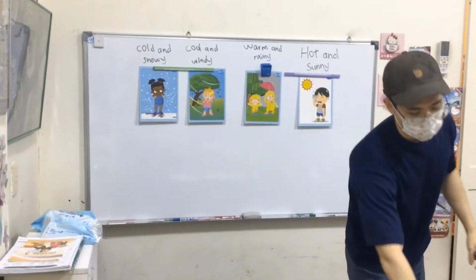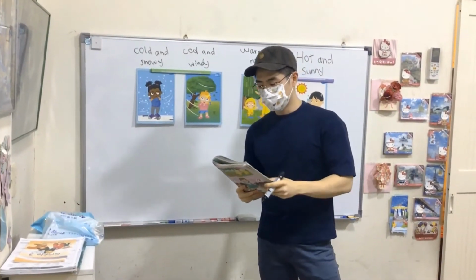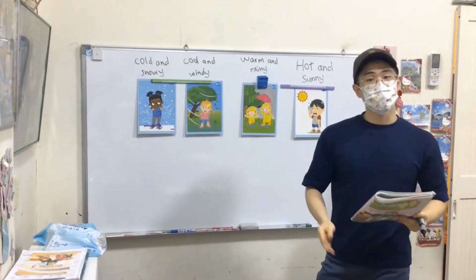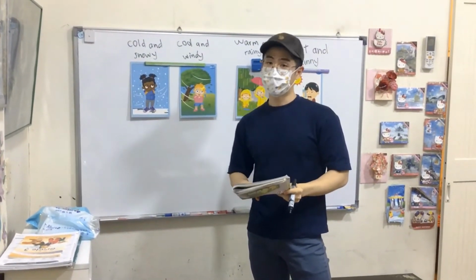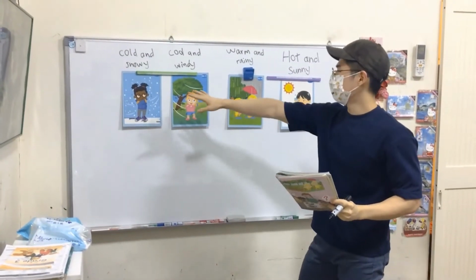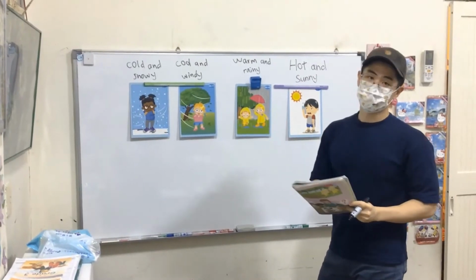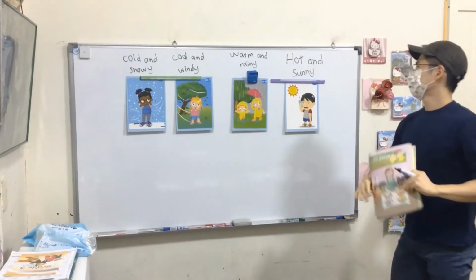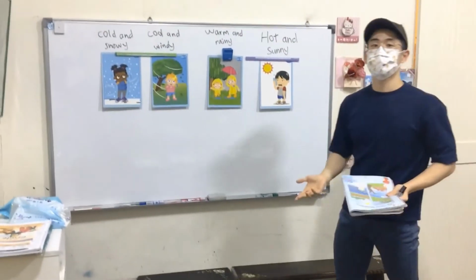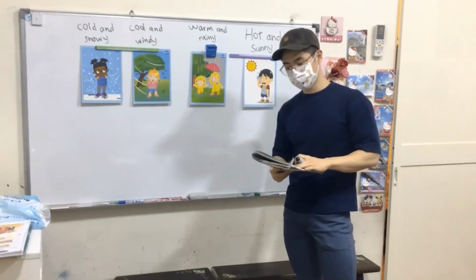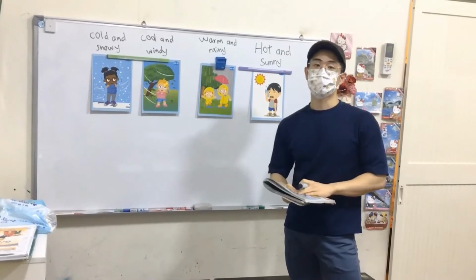Alright, so now let's take a look at page 51 again. Okay, so I've introduced to you the four seasons, namely spring, summer, fall, and winter, right? So now can you match each of the weather to the season? Okay, let me give you an example, alright? So, for example, the first picture which talks about hot and sunny, which season do you think it is? Is it spring? Is it summer? Is it fall? Or is it winter?